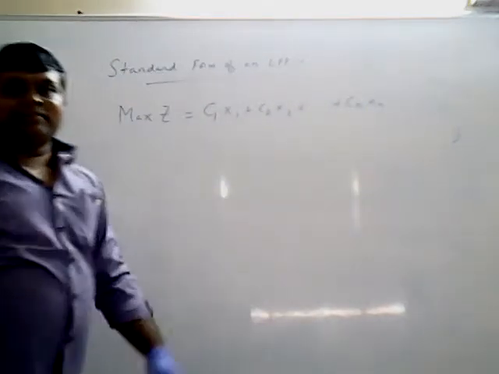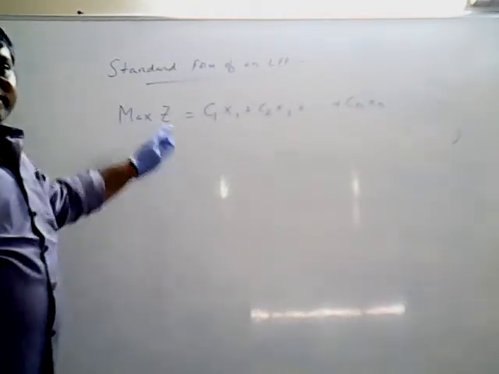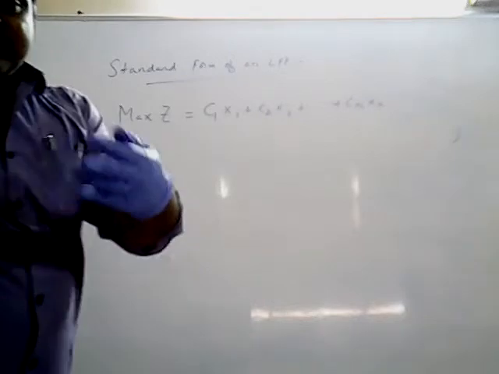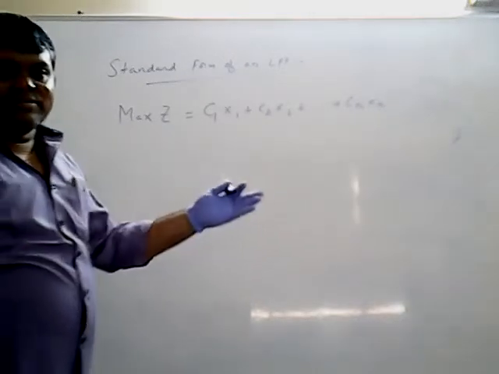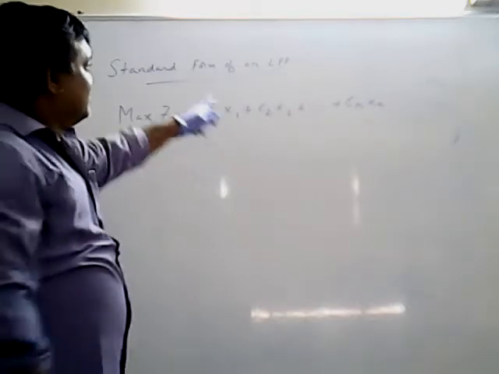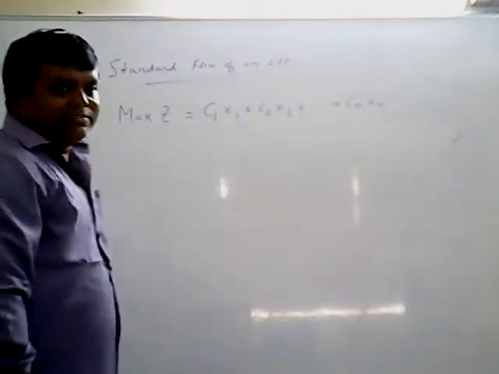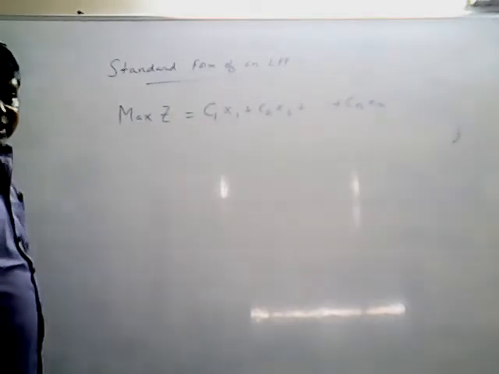Already you know general LPP. Just now we have discussed the same concept. Only thing is objective function is maximization type. Already you know GLPP constraints. In GLPP, constraints may be less than equal type or greater than equal type or equal type. But in standard form, constraints are always equality type.